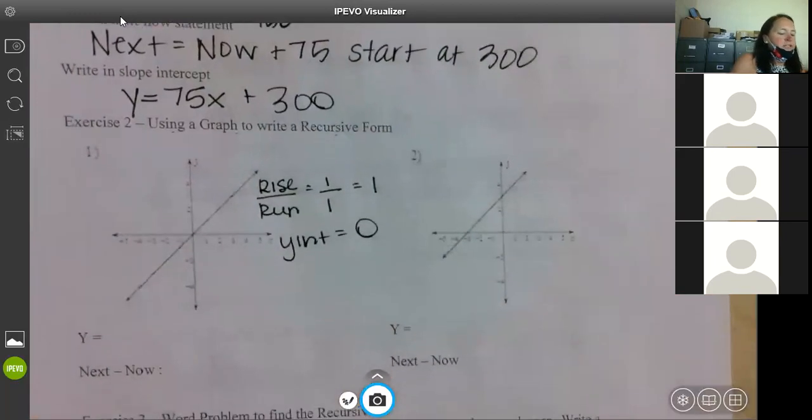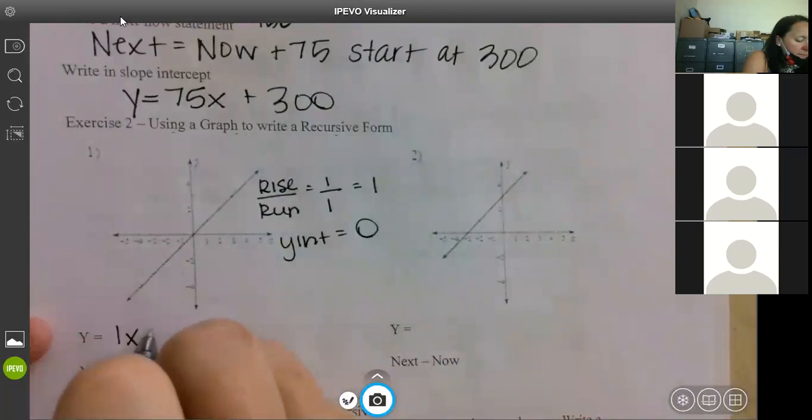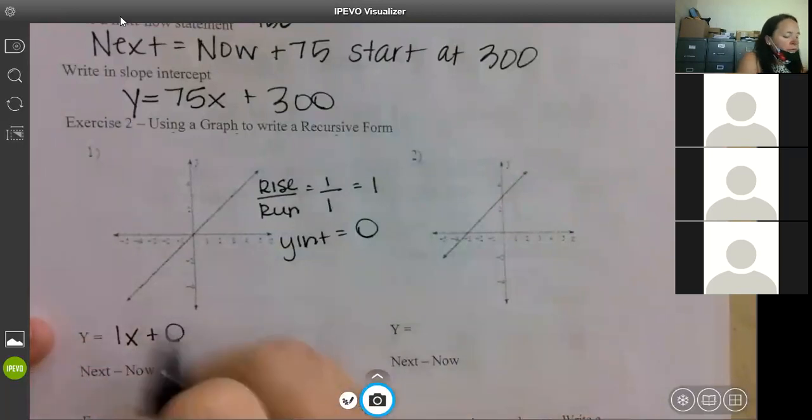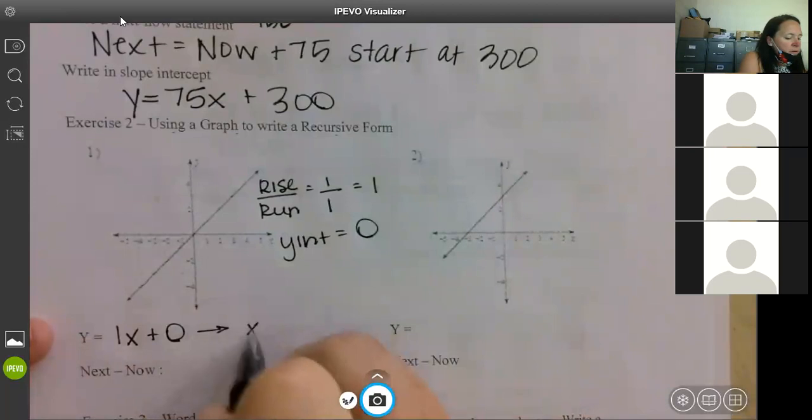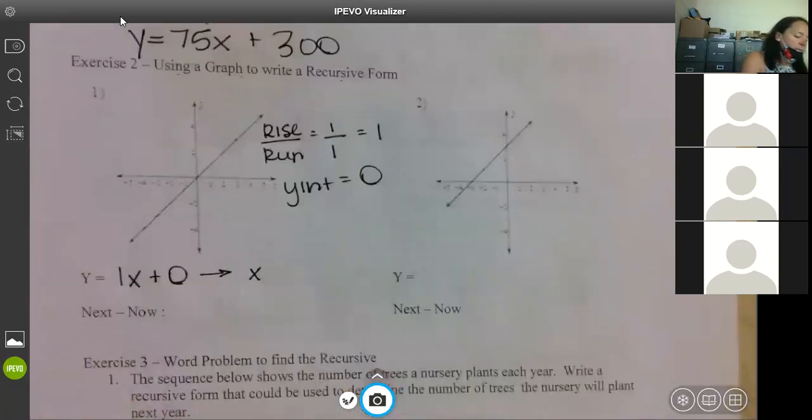So what is my equation? Y equals? 1x. Yeah, 1x. Where do we start? Plus 0. Or if we want to clean it up, it can just be x. The 1 doesn't matter in front, and the 0 doesn't matter on the end. I like to write it like this so that you can see the next now statement, okay? So you can see the next now from here.